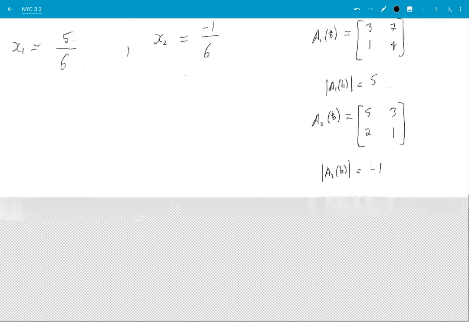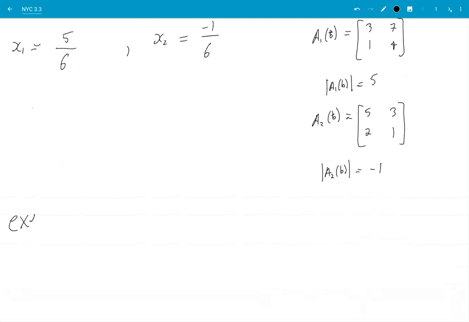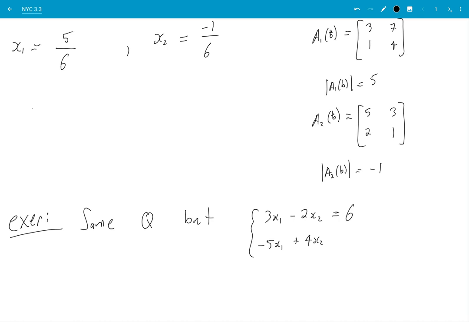Okay, let's try an exercise. Same question, but here's my system. 3x1 minus 2x2 equals 6. Minus 5x1 plus 4x2 is equal to 8.